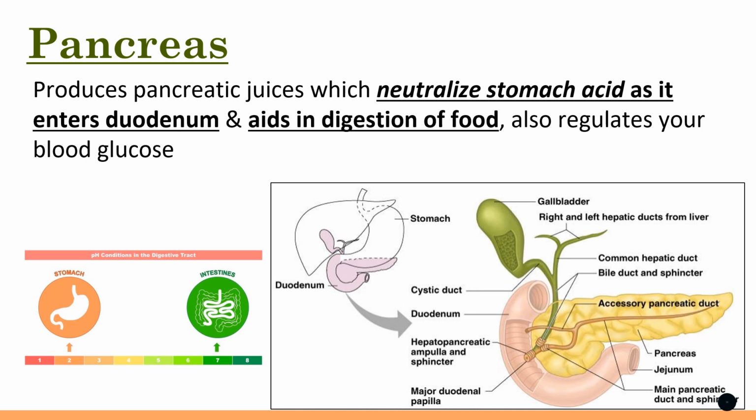The pancreas is going to produce pancreatic juices. These are going to neutralize stomach acid as it enters the duodenum. This is incredibly important to stop from getting a hole in your colon because it is just not built to be able to handle the acidity of that stomach acid. The pancreas also aids in digestion of food, and it also helps to regulate your blood glucose.